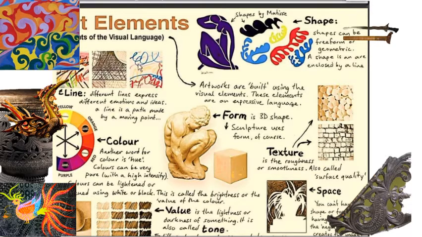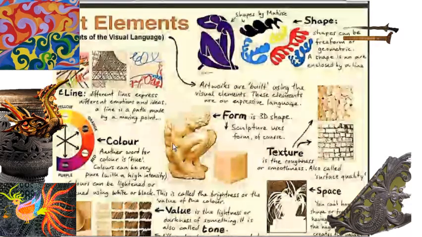The number one is line. Different lines express different emotions and ideas; a line is the path of a moving point. Number two, color. Another word for color is hue. Colors can be very pure, light, or intense. Colors can be heightened or darkened, white or black, depending on your mood.